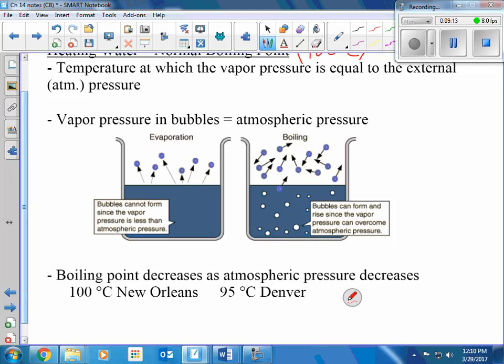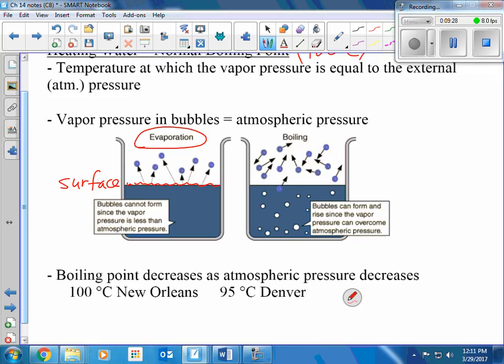And so evaporation, if we think about that, you can look at this picture. It's a very good picture in that this is only happening at the surface. So the water molecules are leaving the surface here, going from a liquid to a gas.